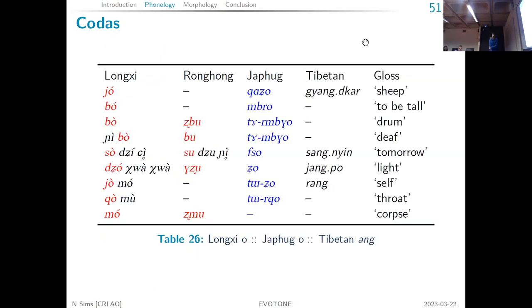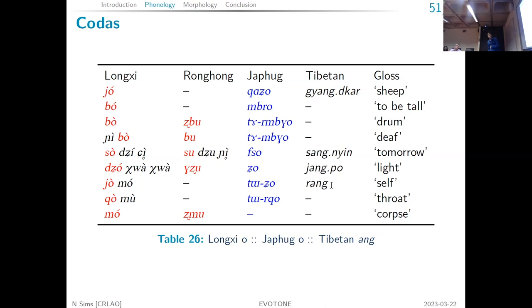All right, looking at codas then, from tone, it's not clear that we can really reconstruct any codas for proto-Rma. Maybe it needs a lot more work. But here we can see a conservative language like Tibetan has Tang codas here.